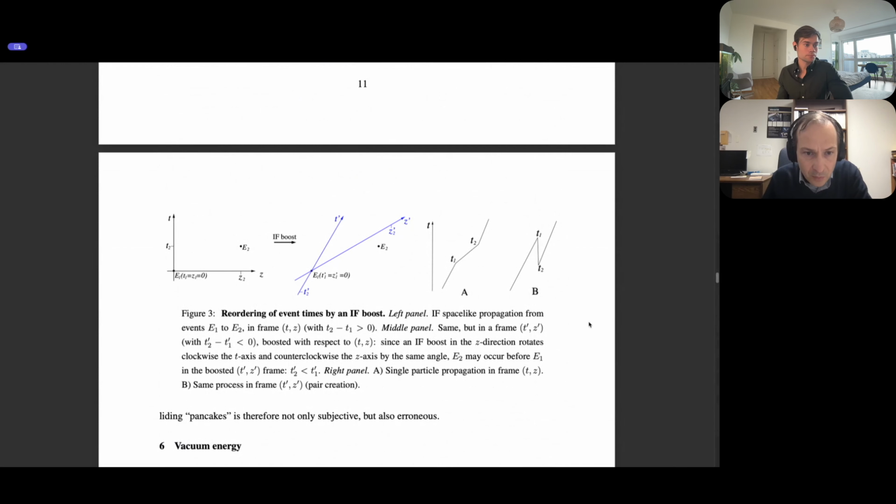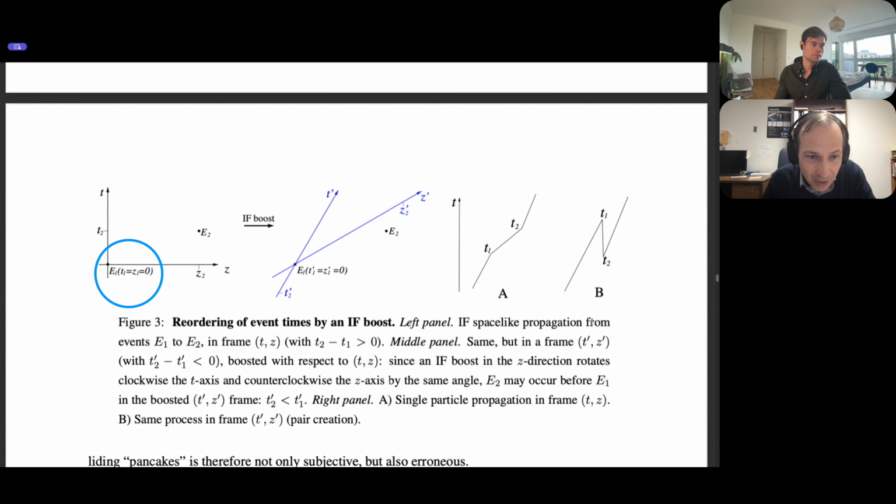If you want a bit more detail on this, you can go up to figure 3, and I can explain a little more. So in figure 3, this is with the standard method. You have an event E1, a starting point, and then you have an ending point E2, and you have to imagine the 45 degree line that delimits the time-like region from the space-like region, and here E2 is in the space-like region.